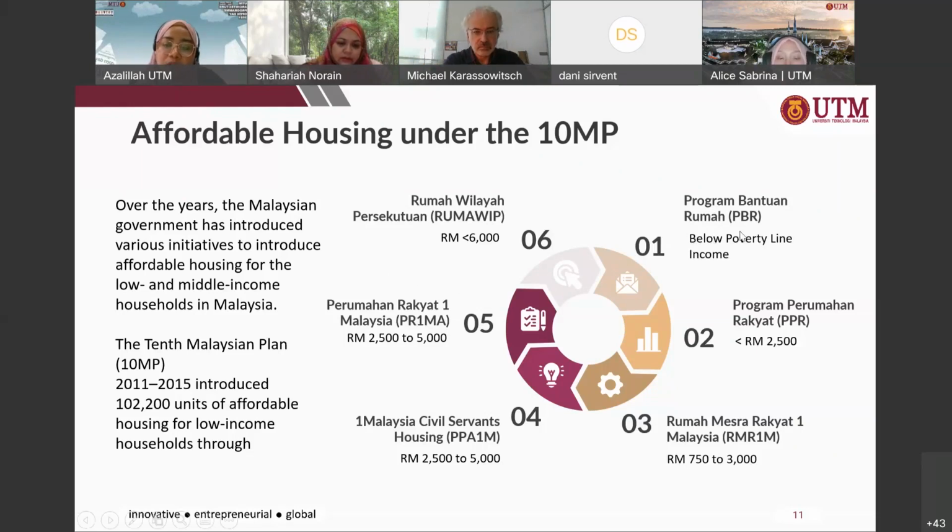We can see here, for poverty, the Malaysian government launched programs to help the below-poverty-line income groups so that at least they can rent or perhaps buy their own house. Here we have PPR, we have RMR. These are all the schemes and programs that the Malaysian government has launched. Unfortunately, even though many schemes and programs have been launched, the supply still doesn't meet the demand of all income levels, especially for the B40.